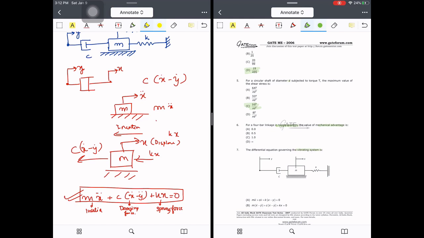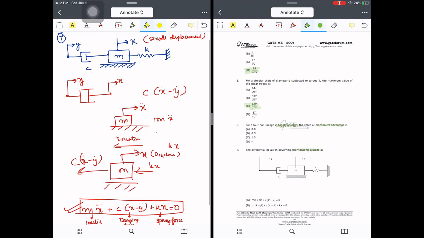Question number 7. It's a beautiful question. It may look like a vibration question, but actually it is a mechanics question. The differential equation governing the vibration system is... Whenever you see such questions, you have to find the differential equation of motion, right? For that, the generic equation of motion containing a spring, a damper and a mass is m x double dot plus c x dot plus k x equal to 0.